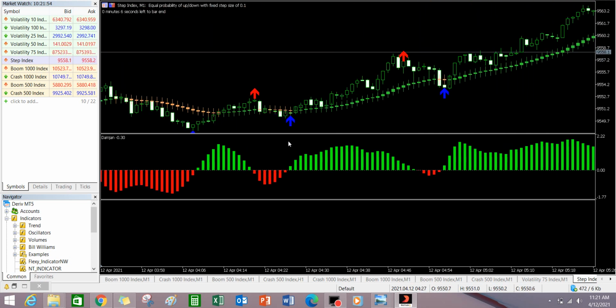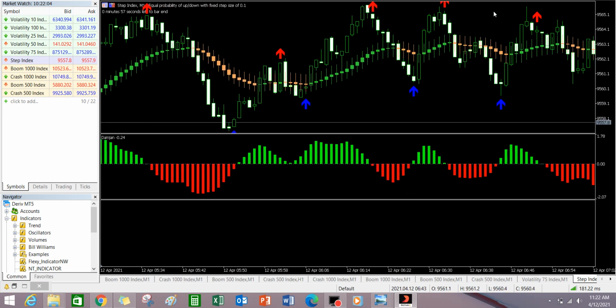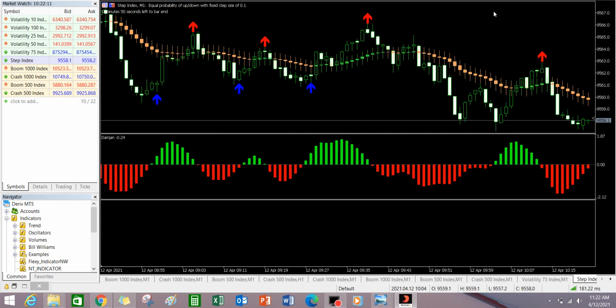You can see we got our buy signal here on green, and it went up to this level. Then we got another buy signal here on green area also, so it went up to this level. So you can always follow that and trade successfully, milking this market successfully throughout the chart of the step index. You can do this over and over again.